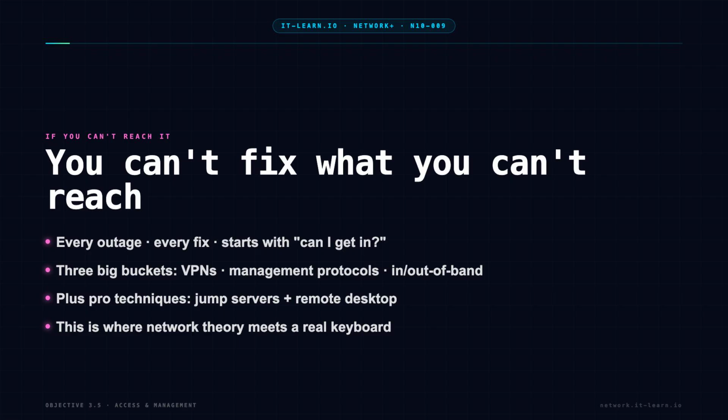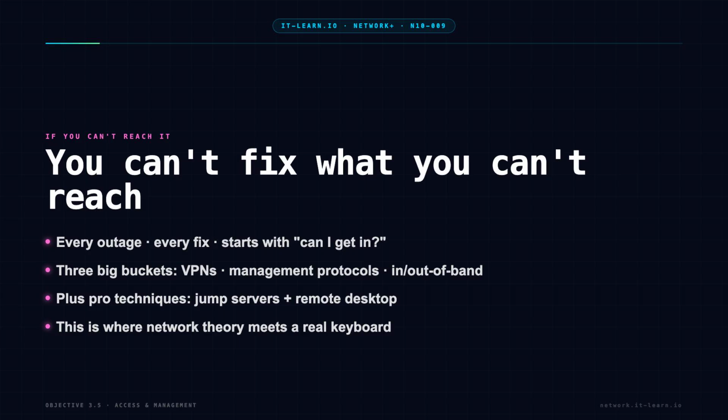If you're on the 9th floor and the router's in the basement and you can't SSH in, you've got an outage and a stairwell. So this objective is really about all the different ways network pros get to the boxes they need to manage. We're going to cover 3 big buckets: VPNs for remote access, the protocols you use to actually log into network gear, and the critical design decision between in-band and out-of-band management, plus a few pro techniques, jump servers, and remote desktop that every working admin needs to know.